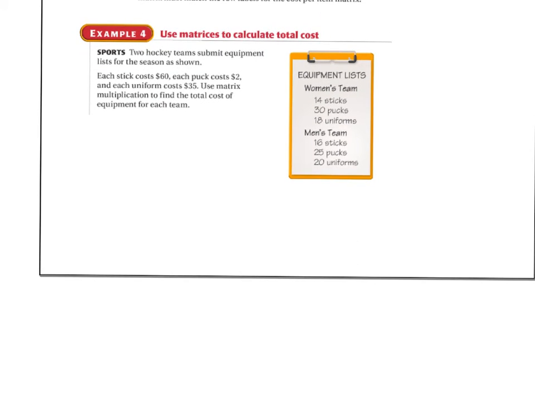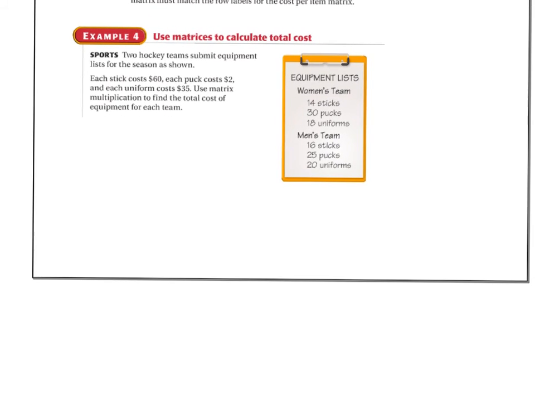It says, 2 hockey teams submit equipment lists for the season shown. So you have your women's team and you have your men's team, and they need 14 sticks, 30 pucks, and 18 uniforms. Men need 16 sticks, 25 pucks, and 20 uniforms. They tell you how much each stick costs, and each puck, and each uniform, and so we'll use matrix multiplication to find the total cost of equipment for each team.